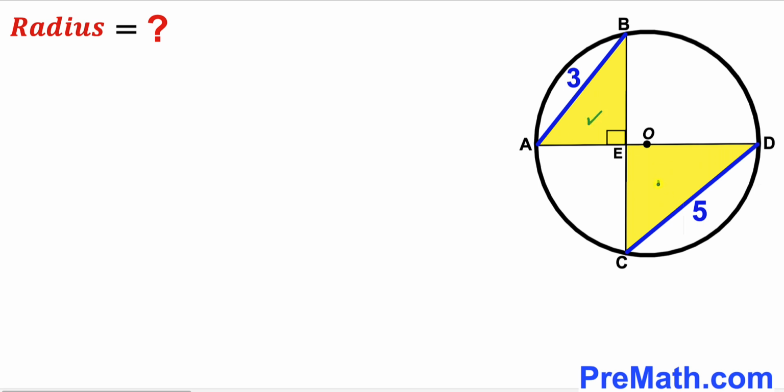We have these two yellow shaded right triangles, AEB and the other right triangle CED, fully inscribed in a circle with center O, as you can see in this given diagram. As a result, we get these two chords. This hypotenuse is the chord AB, and this other hypotenuse CD is another chord. The length of chord AB is 3 units, whereas the length of chord CD is 5 units. Now our task is to calculate the radius of this circle.